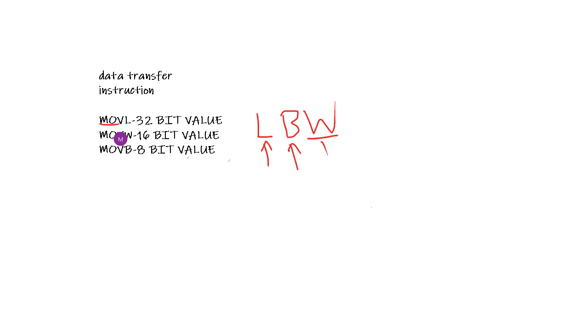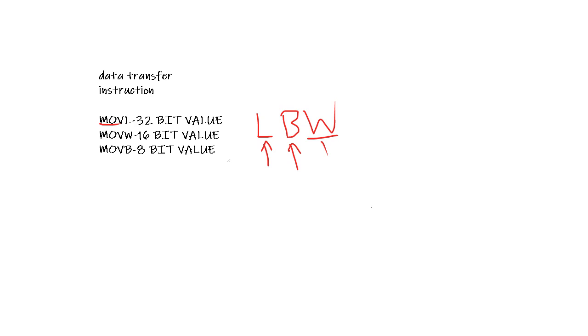So every instruction is of the form instruction name, followed by source register or source, followed by destination. Okay, so every instruction is of the form instruction name, source, comma, destination.